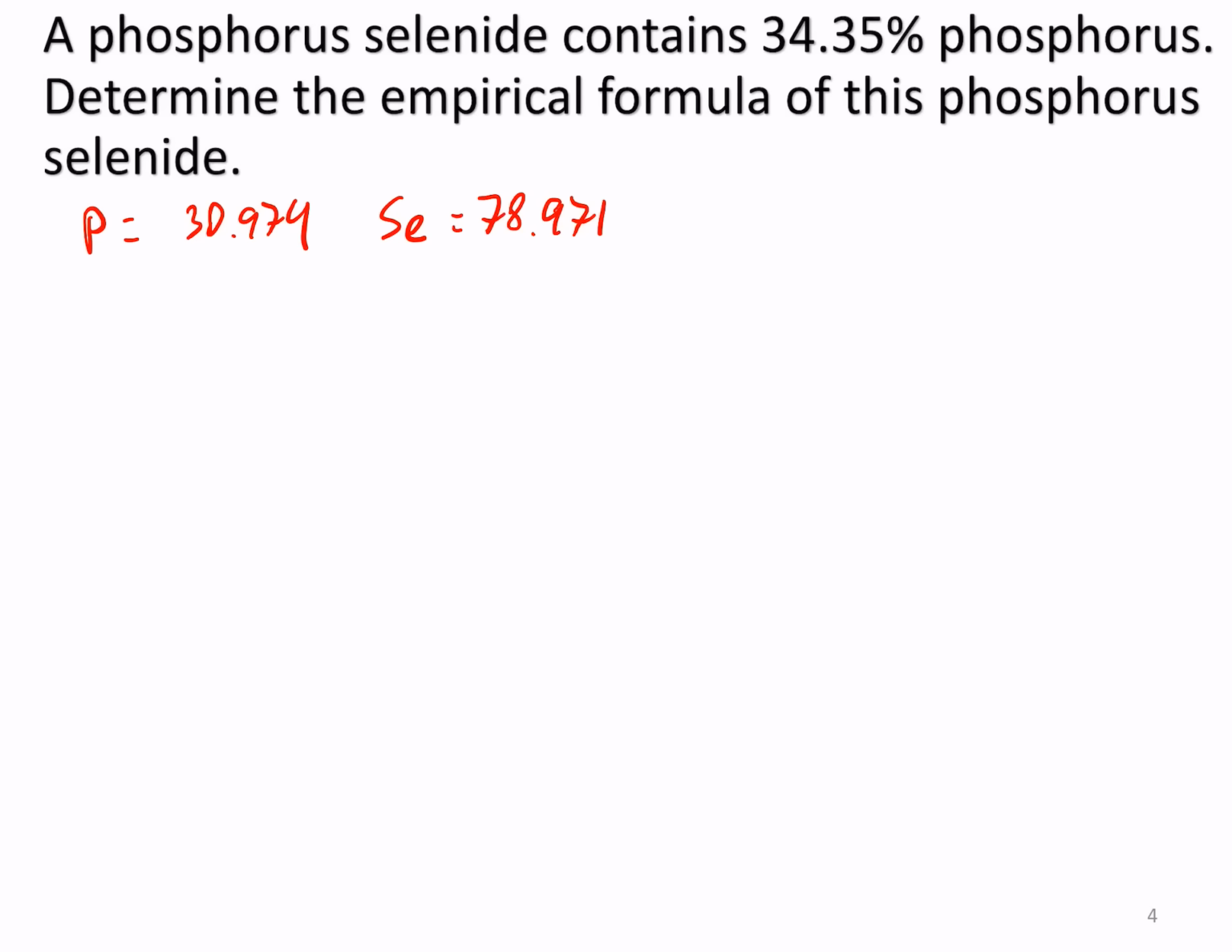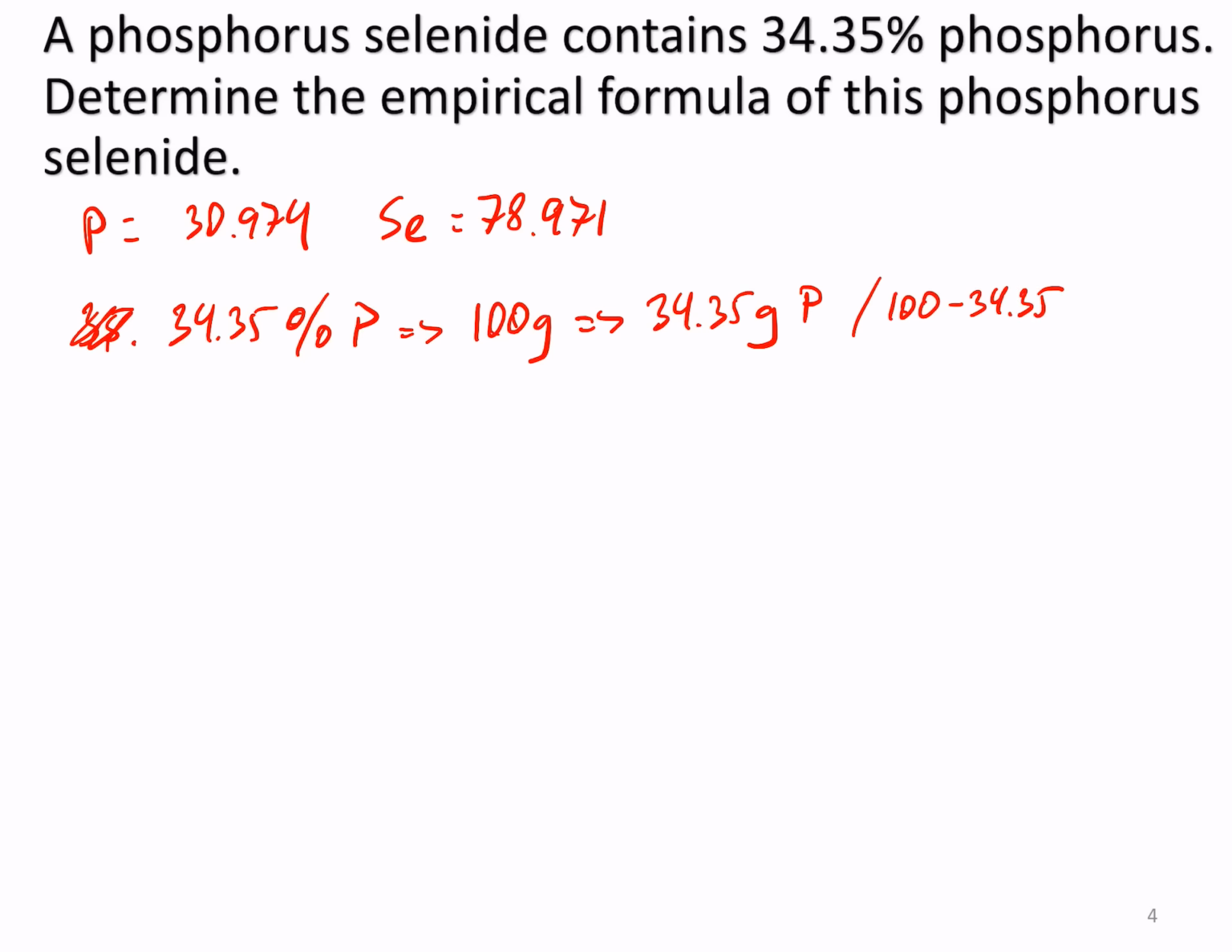This phosphorus selenide, and it's just phosphorus and selenium, contains 34.35% phosphorus, which means that 100 grams of the compound is 34.35 grams of phosphorus, and the rest, 100 minus 34.35, is selenium. Remember, this is phosphorus plus selenium. If you have 34.35 grams of phosphorus, then the difference is selenium, and this is 65.65 grams of selenium.